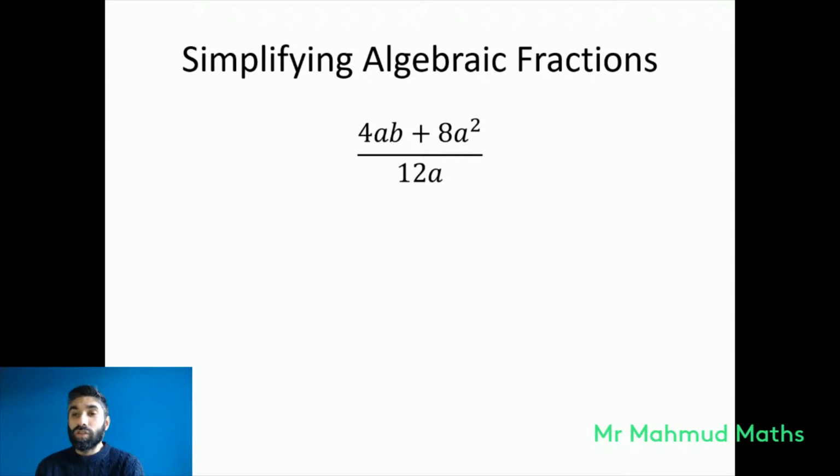Okay. Now, today's lesson is going to be on simplifying algebraic fractions. Some of you might have done this already. Some of you might not have done. It might be something completely new to you. But in order to simplify algebraic fractions, we need to factorize this top part here. So what I want you to do is have a go at factorizing the top section here. And this bit here, 12a, we can't do anything with this as of yet. So we're just going to leave it as it is for now. But what if I factorize 4ab plus 8a squared? What do I get? If you can let me know in the comments.